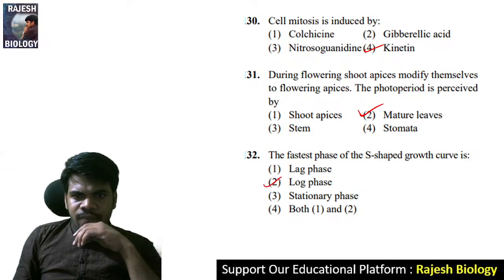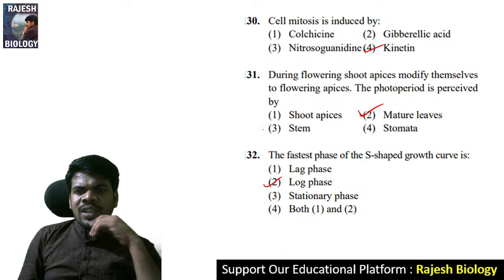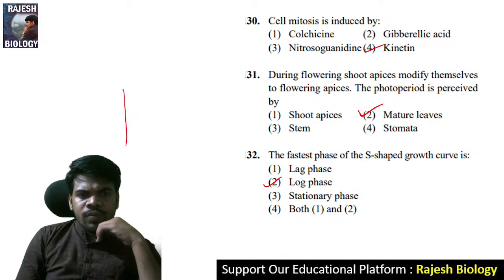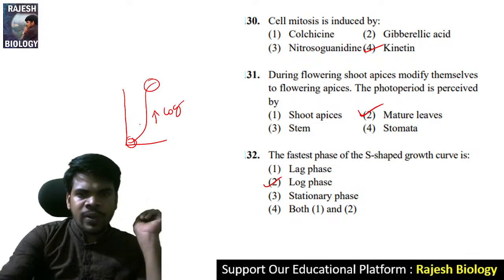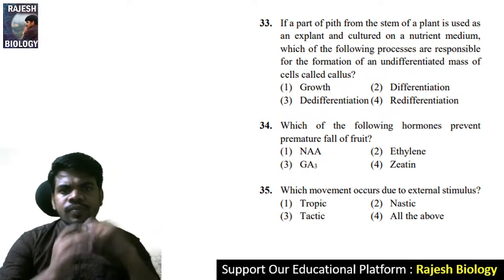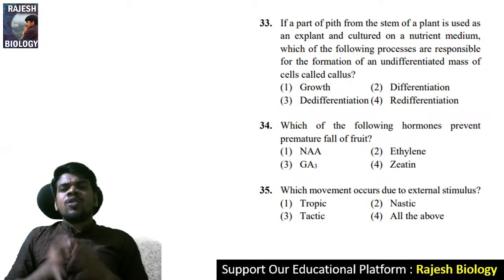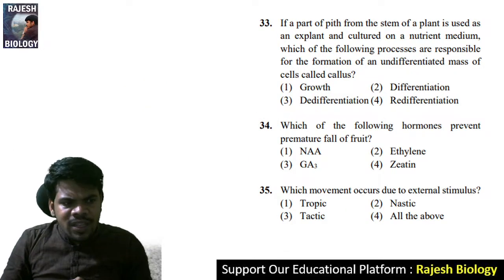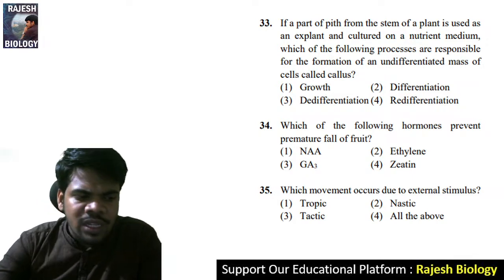Log phase. The fastest phase of the S-shaped growth curve. S-shaped growth curve means the sigmoid growth curve. There is also a lag phase, but it is the log phase that is the very fast growth phase in the S-shaped curve. Lag phase is the slowest phase. Log is the fastest. Come to the 33.